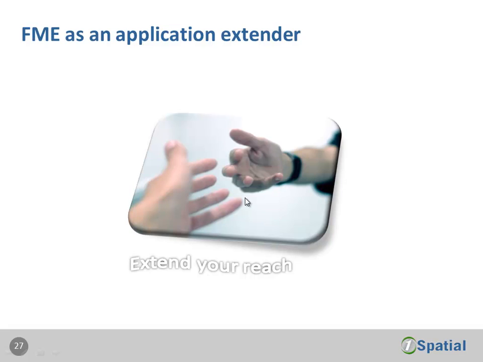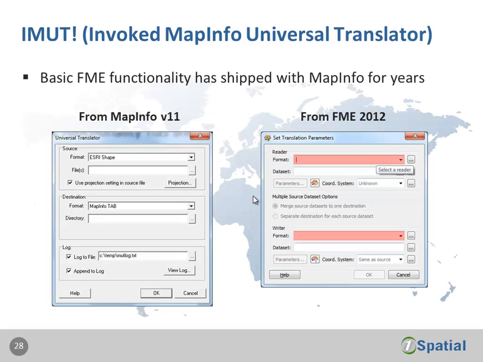Let's now look at FME as an application extender and learn how we can extend your format reach and your capabilities with FME. MapInfo Professional users will be familiar with the MapInfo Universal Translator that's shipped with MapInfo for a long time now. The equivalent in FME is also the Universal Translator, or the Quick Translator, and this is a screenshot of both applications.